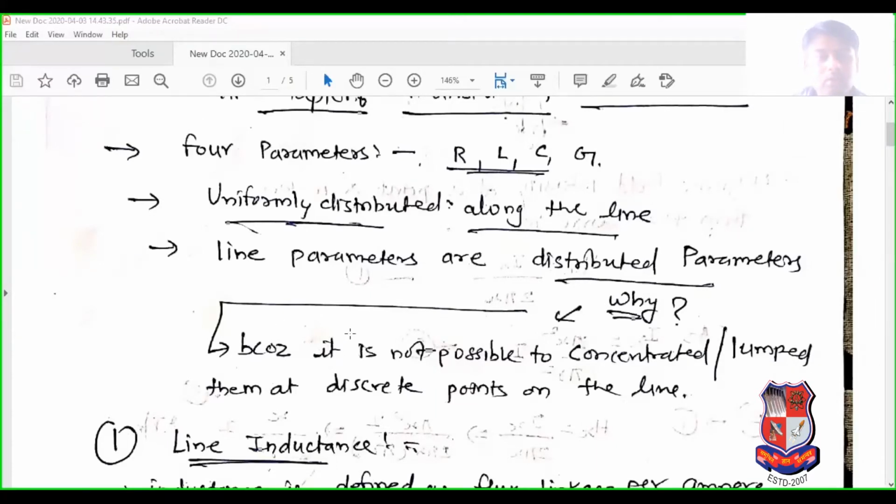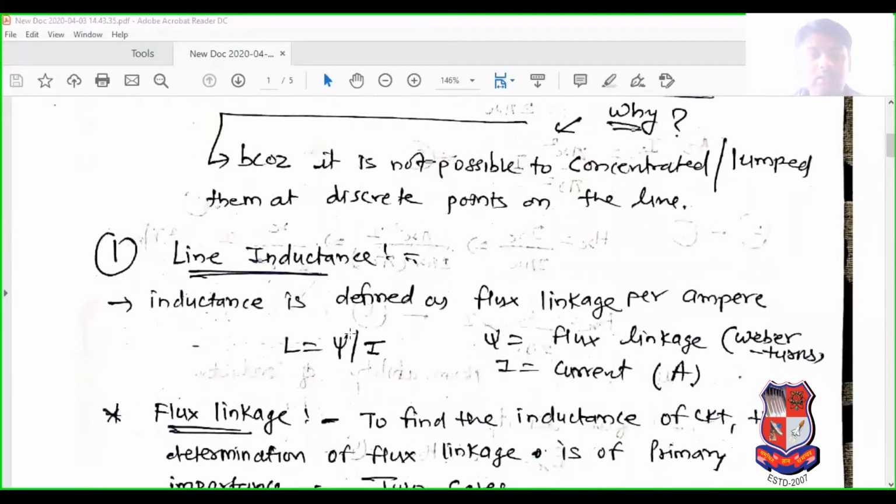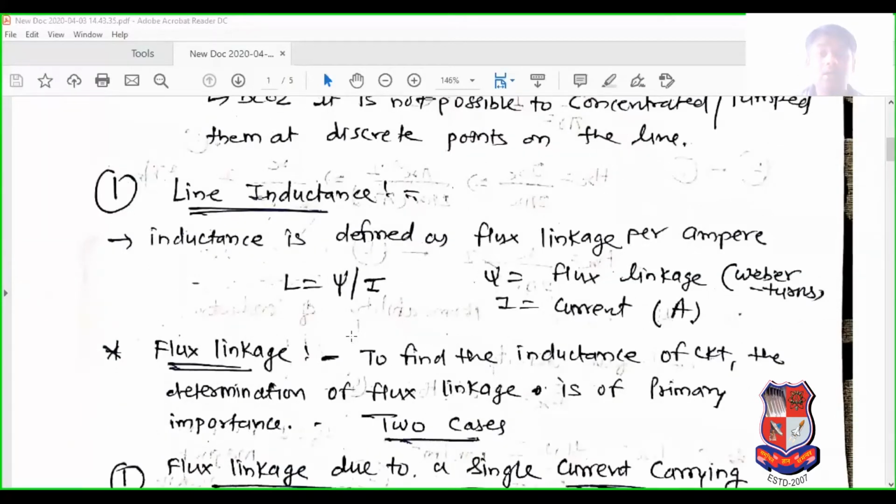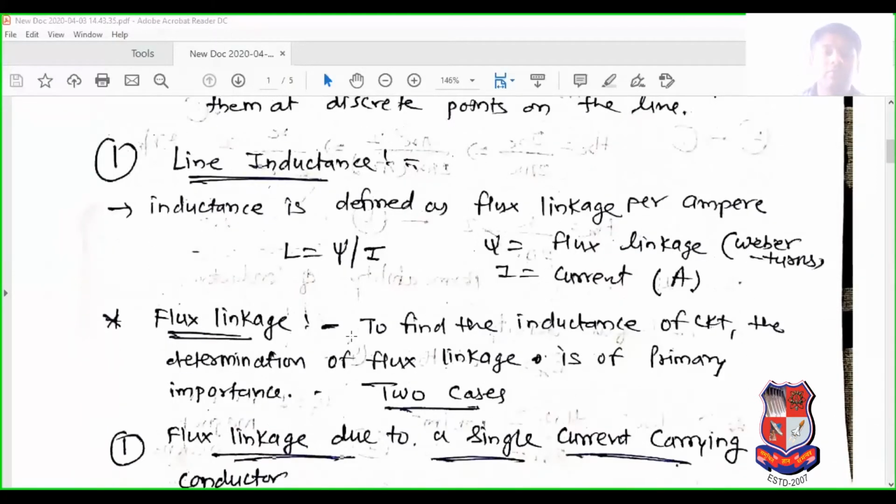Now we will start with our first topic, the line inductance. What is inductance? When an AC is flowing through the conductor, the flux is continuously changing. When alternating current flows through the conductor, a changing magnetic flux is set up. This flux will link with the conductors, and due to this flux linkage, the conductor possesses the inductance property. Inductance is defined as the flux linkage per ampere, so L is equal to psi upon I.